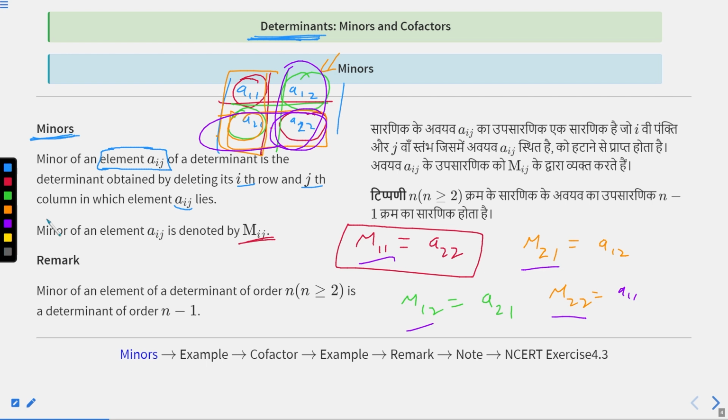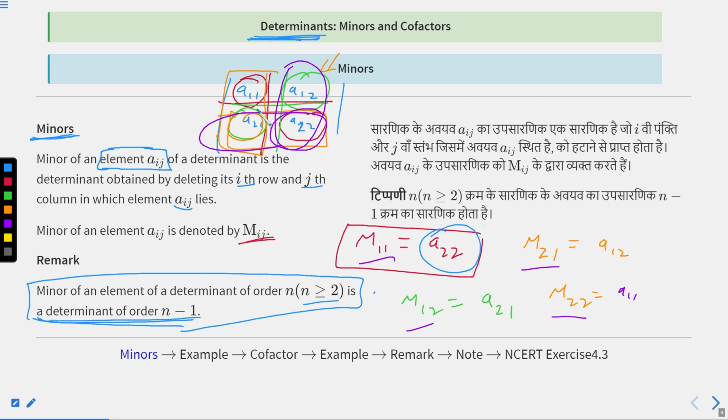Now, the minor of an element of a determinant of order n, where n is greater than or equal to 2, is a determinant of order n minus 1. As you can see, this is a determinant of a 1 cross 1 matrix, or in other terms 2 minus 1. This is what is written in this remark. I hope it is clear that a 2 cross 2 matrix will have these as minors.